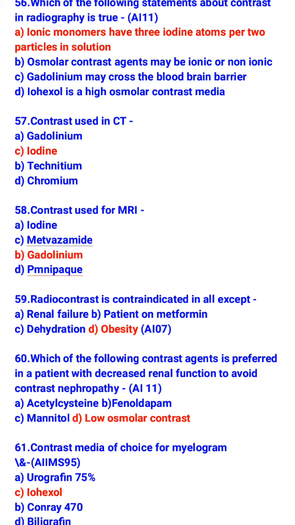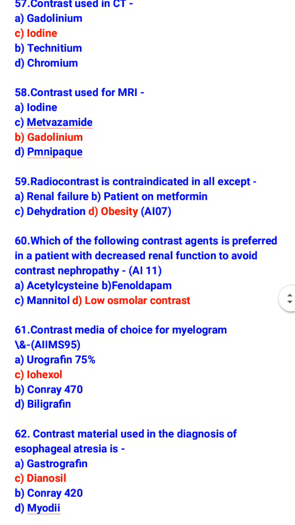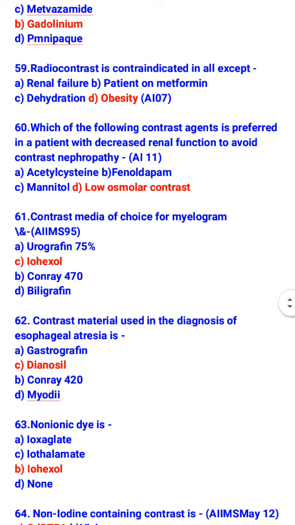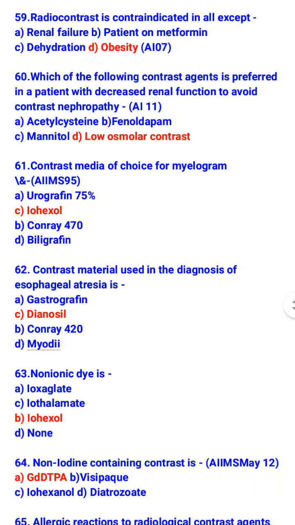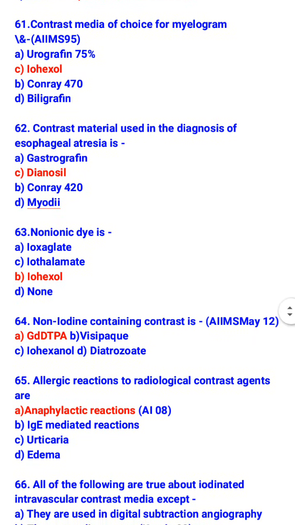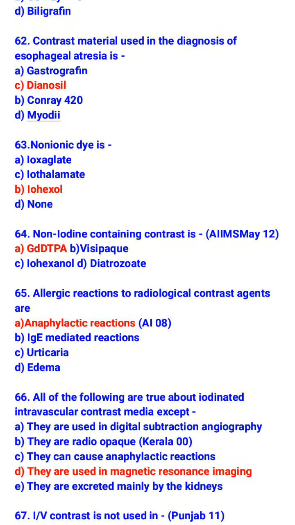What are the contraindications? Renal failure, patient on metformin, and dehydration. Which of the following contrast agents is preferred in a patient with decreased renal function to avoid contrast nephropathy? Low osmolar contrast. So the contrast media of choice for myelogram is iohexol. Contrast material used in the diagnosis of esophageal atresia is dianosil. Non-ionic dye is iohexol. Non-iodine containing contrast is Gd-DTPA.